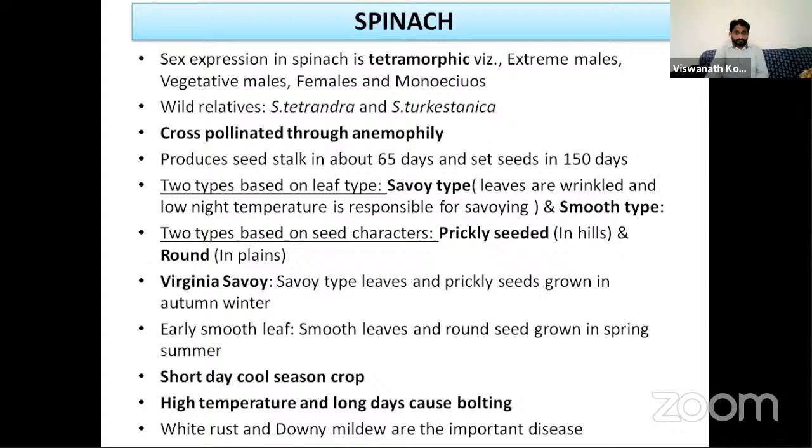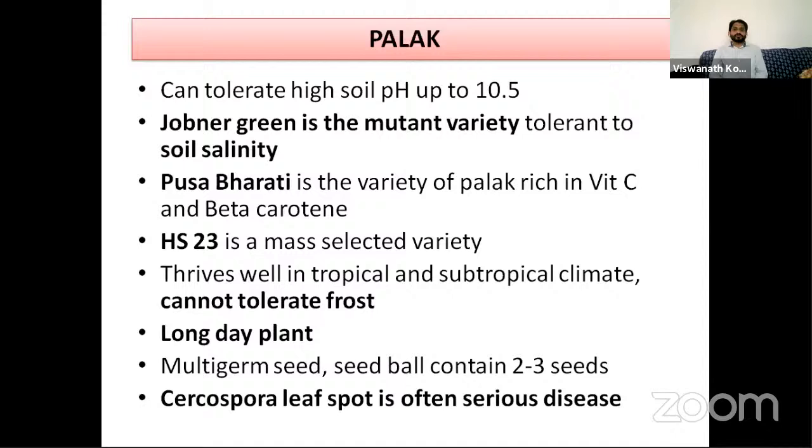So another important crop is pollard, and it can tolerate up to soil pH 10.5. Jobna Green is a mutant variety of pollard. It can tolerate soil salinity, whereas Pusa Bharati is the variety of pollard rich in vitamin C and beta protein.